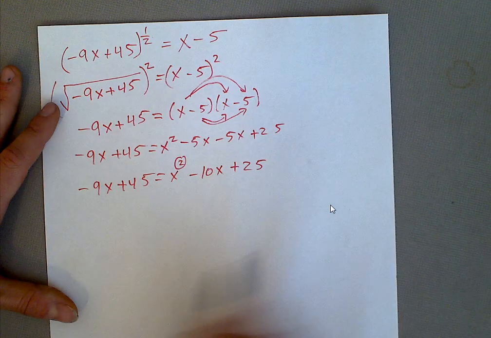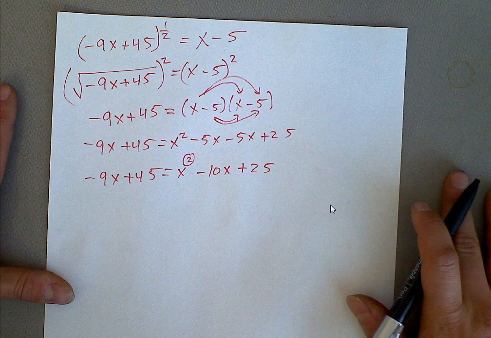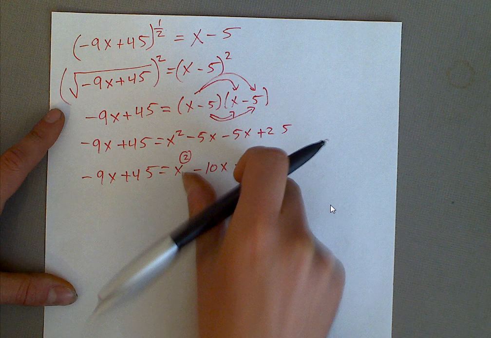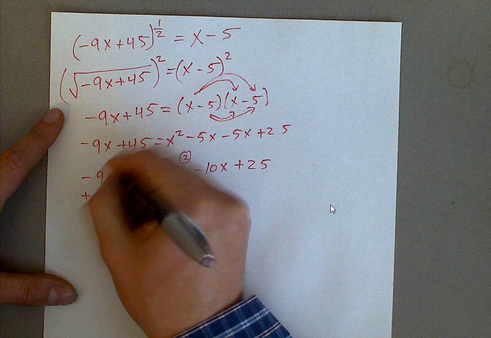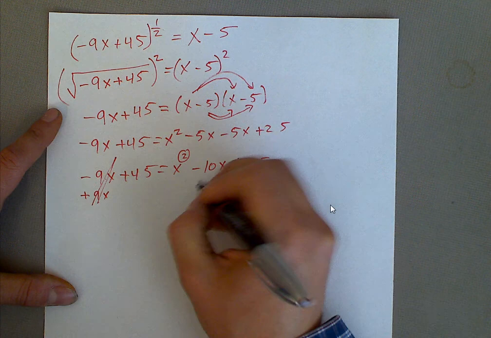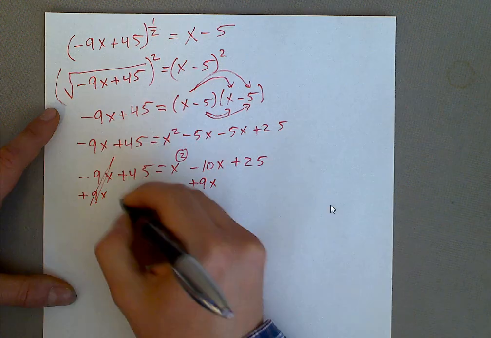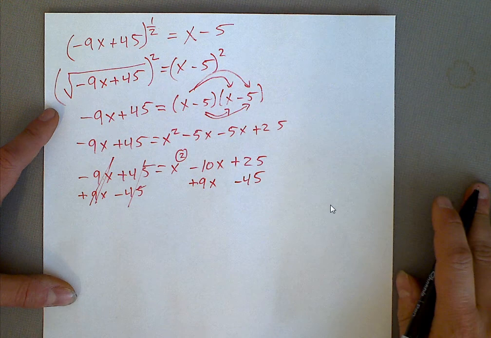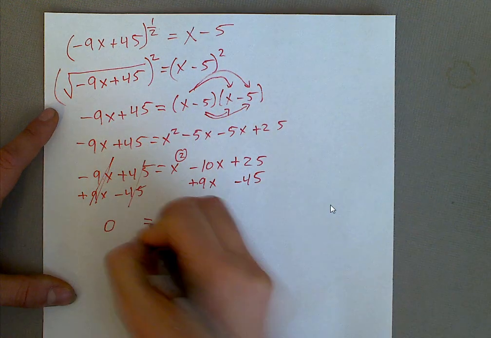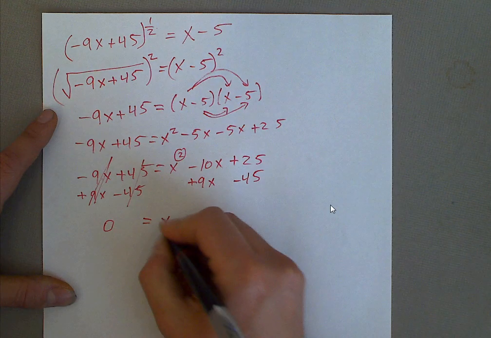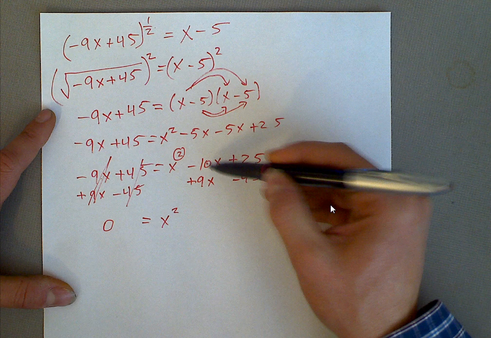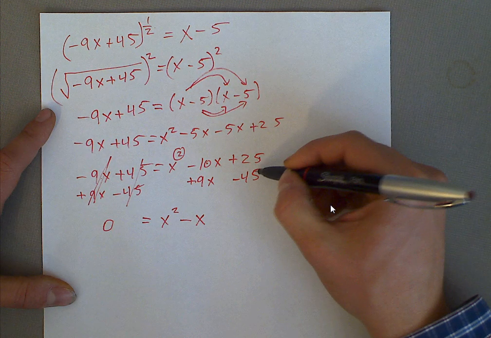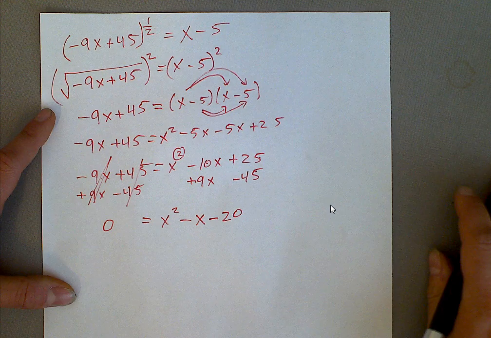The strategy is going to be to make one side equal to 0 and then factor. So let's do that by moving everything from the right side to the left side. Let's do plus 9x to cancel the 9's out, so we'll add 9x to the right side. And let's also subtract the 45. So now we have 0 on the left side, and x squared, negative 10x plus 9x is negative 1x, and 25 minus 45 is negative 20.